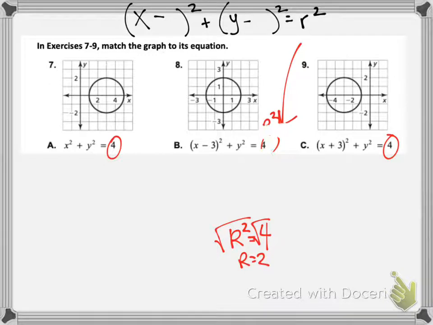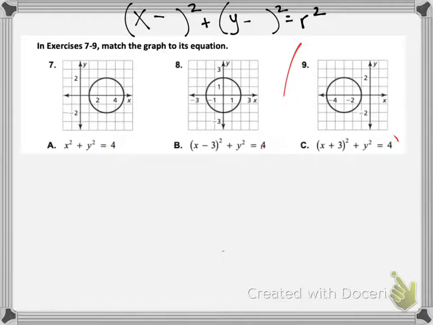So really, the only thing that differs them is the center. So we're going to need to figure out the center of each of these circles and match it to the graph. So I would say the center of this first circle is here. You can do this a couple ways. I'm just going to look at the graphs and then find the center in either A, B, or C.